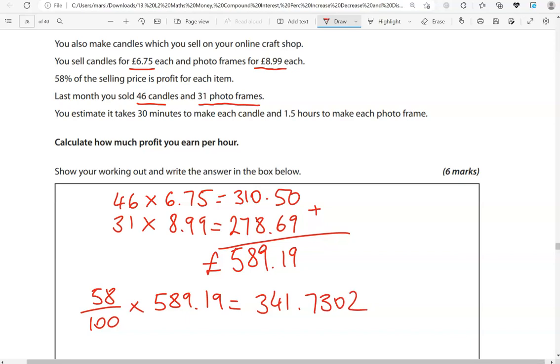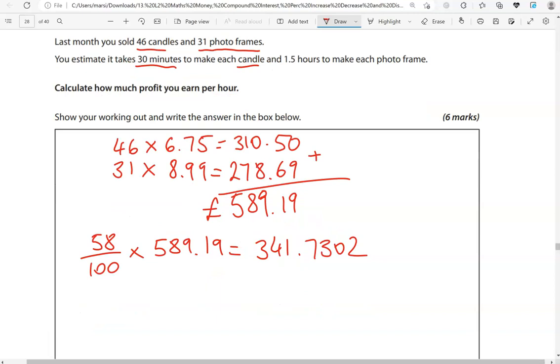How long did it take to make all of these? 30 minutes to make each candle. So there were 46 candles. So 46 divided by 2, that is 23 hours. Because there are 2 lots of 30 minutes in each hour. That's why I divided by 2. So it took 23 hours to make the candles.